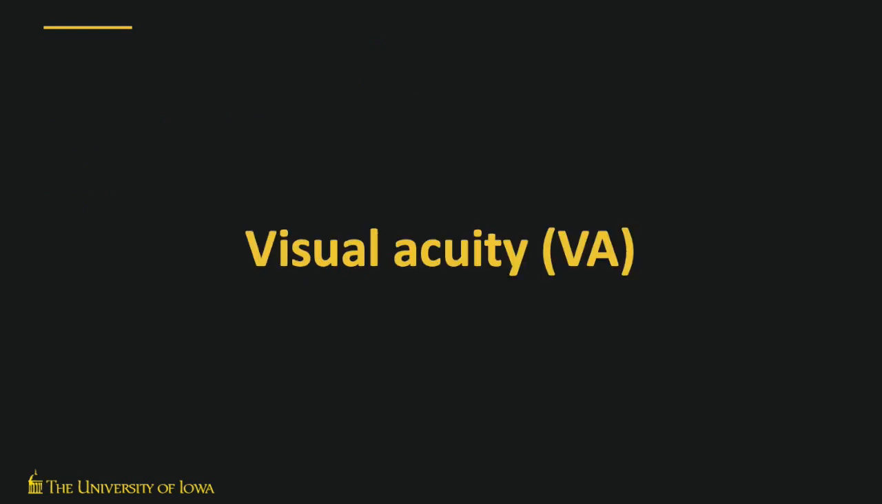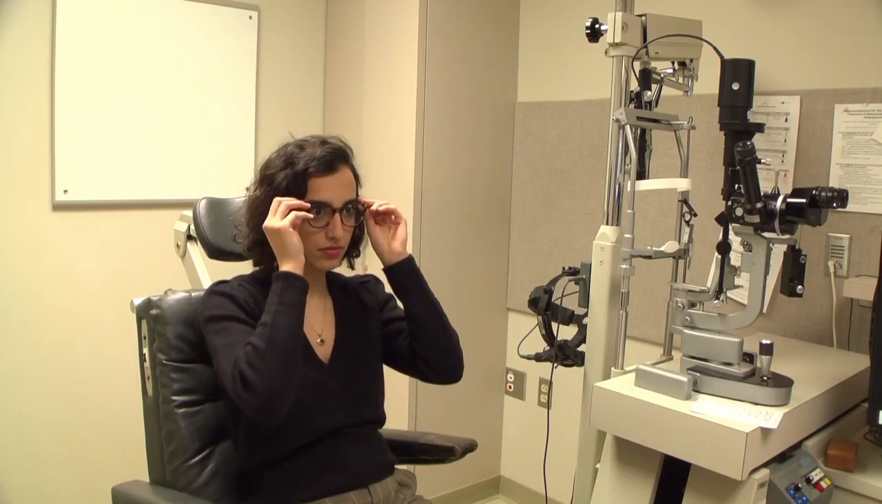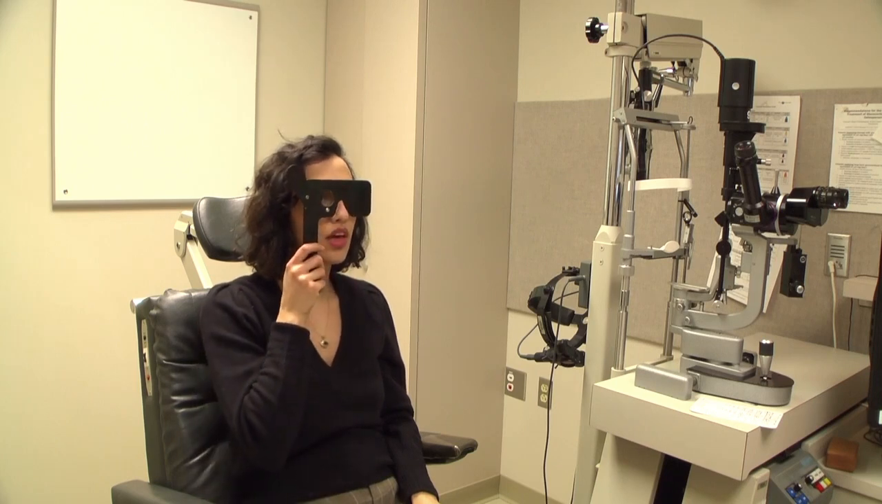Check vision using either a near card or the distance chart. Make sure the patient is wearing their appropriate correction. The convention is always to check the right eye, then the left eye. To be more efficient, ask the patient to start by reading the smallest line possible. If they are unable, start at the largest line and work your way down. You may need to provide encouragement.